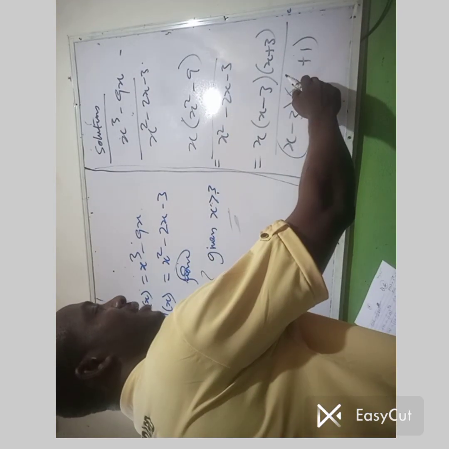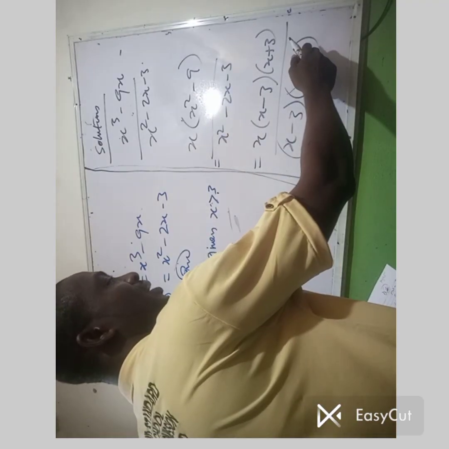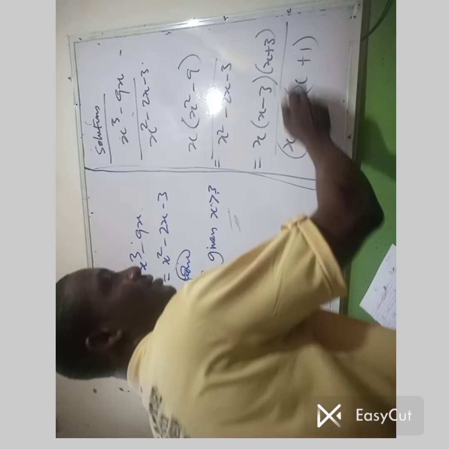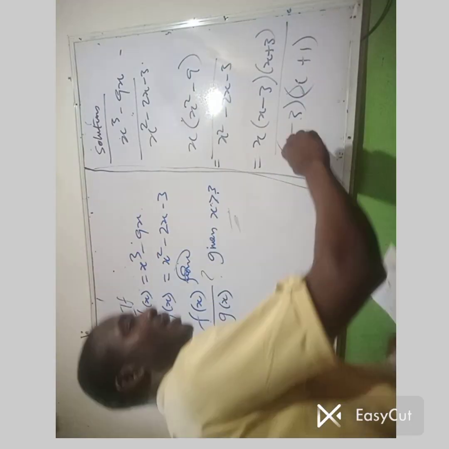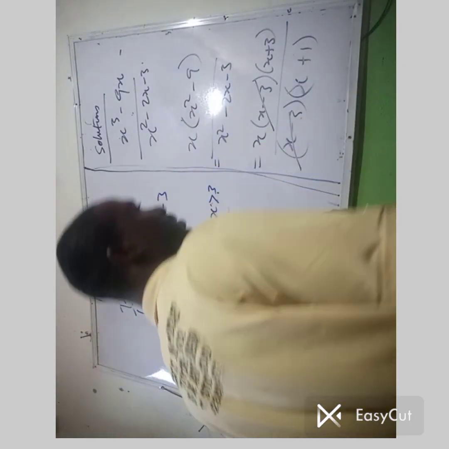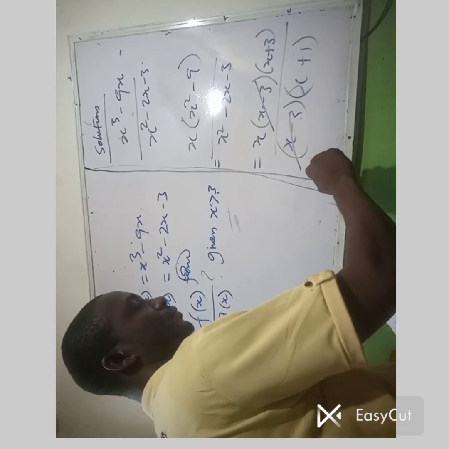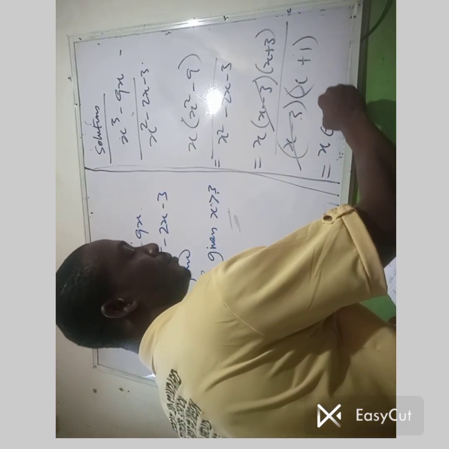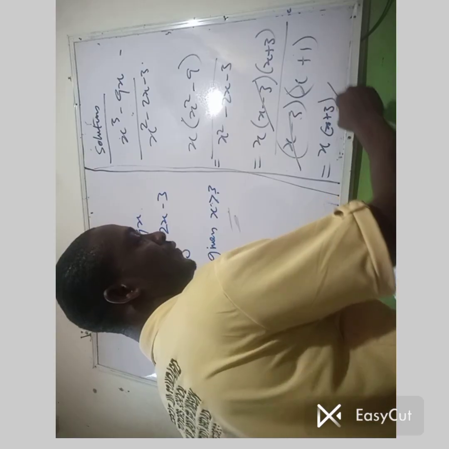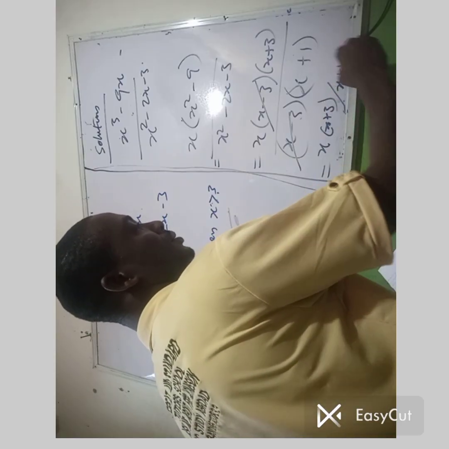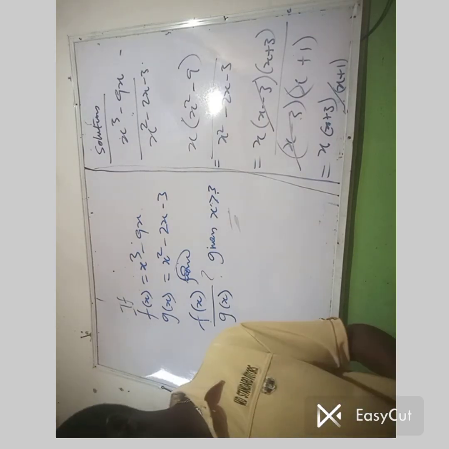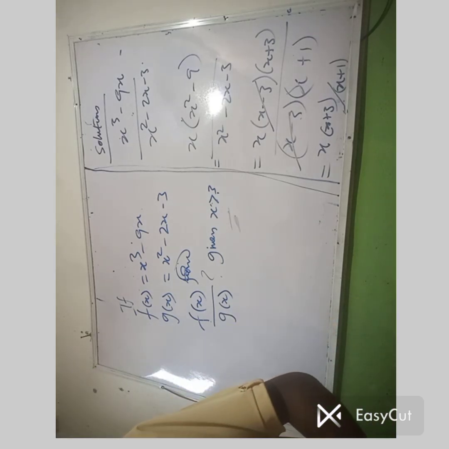So x times x, we have x squared. x and 1, we have 1x. x and minus 3, we have minus 3x. And 1x minus 3x, that's minus 2x. And this time, this will come back here. So here we can now cut off. This cancels this. So finally, we have x into x plus 3 divided by x plus 1. That is our final answer, and that can be found in one of the options.